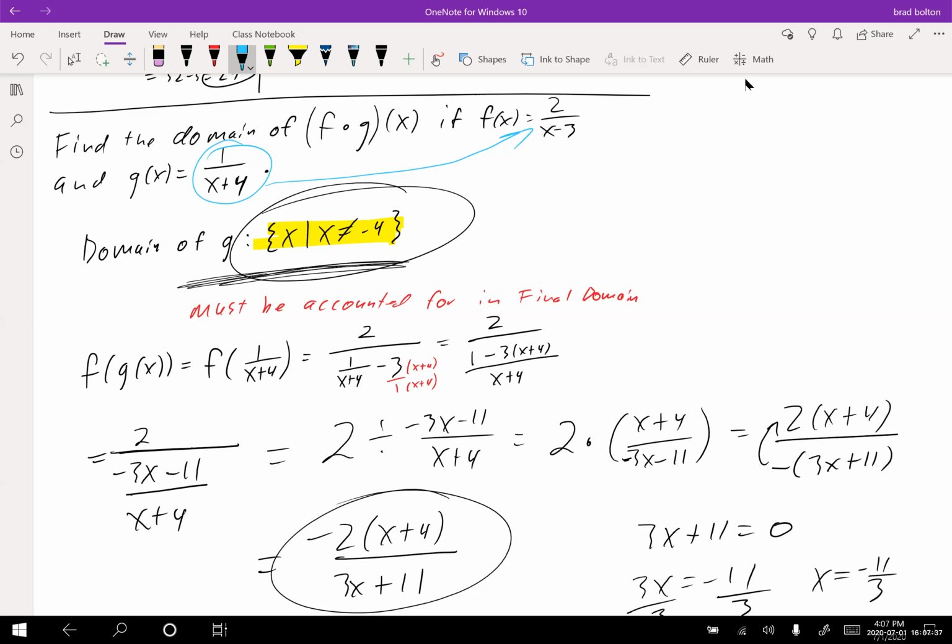Because f of g of x itself did not have a domain issue. The domain issue comes from g. All right. So that's another problem on domain.